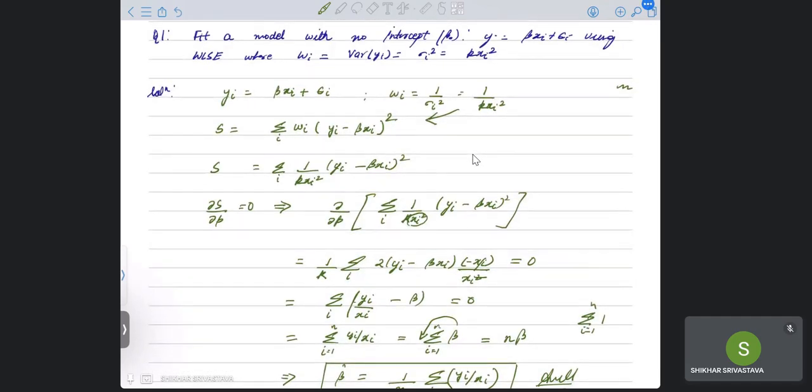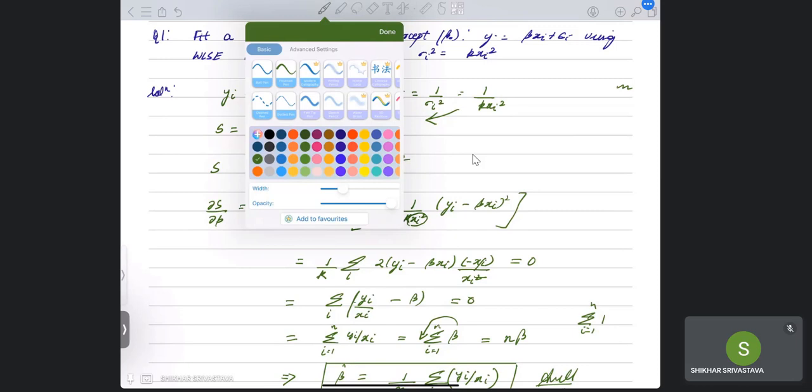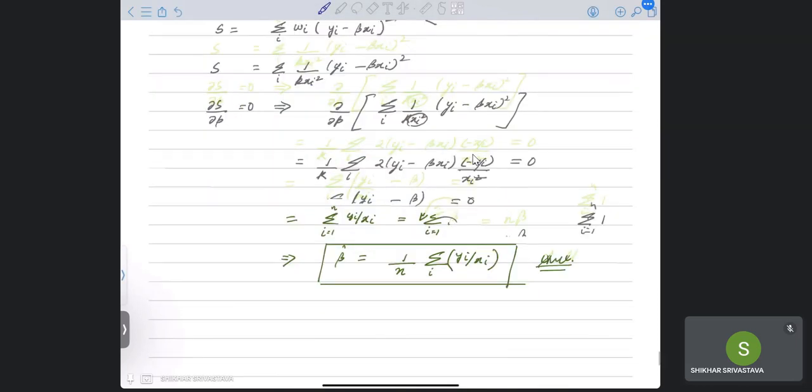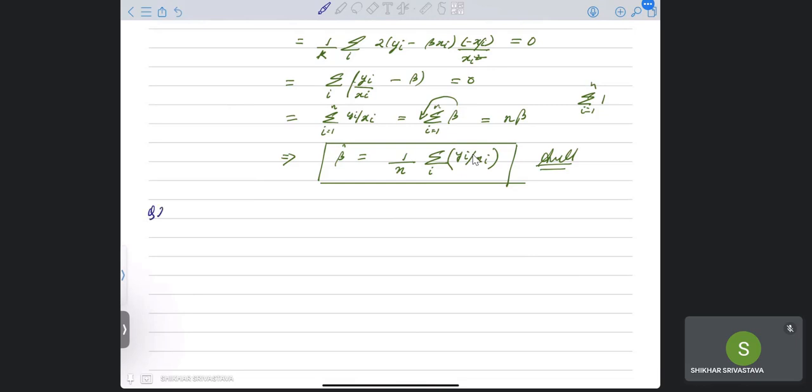Now question 2 can come: for the given model in 1, find the expectation value of your beta estimate. So the expectation value of beta cap.